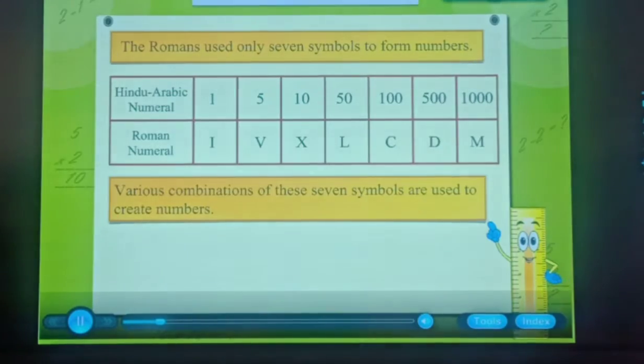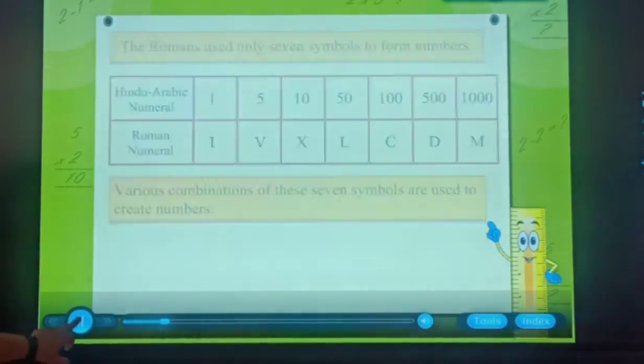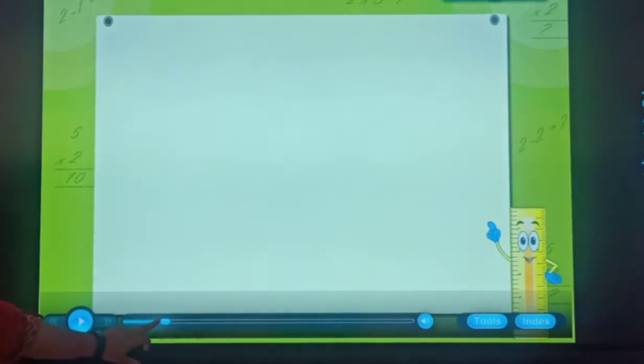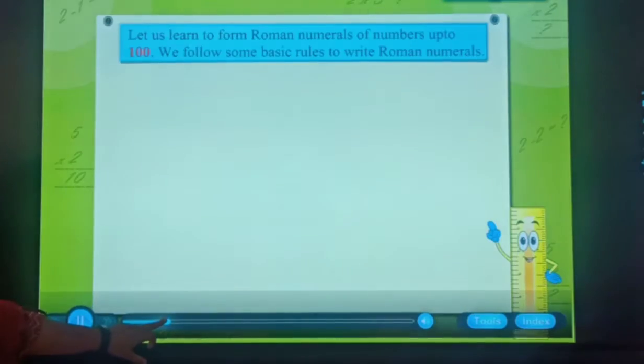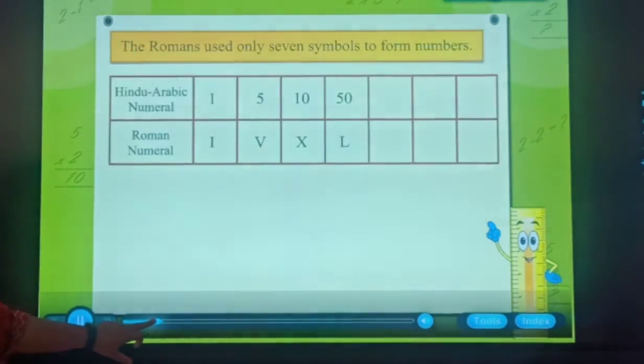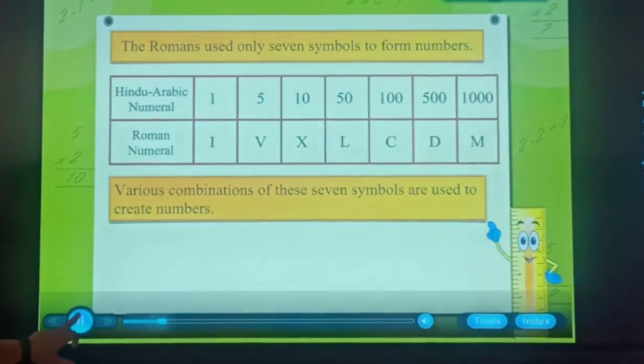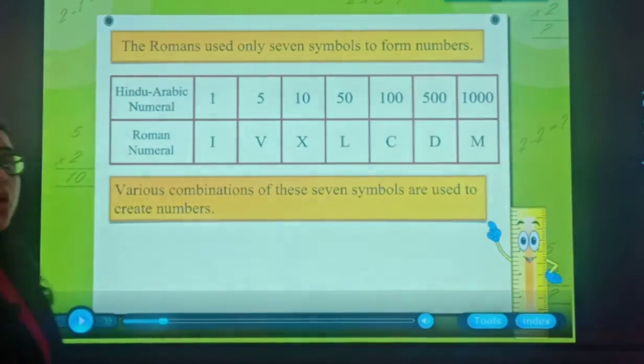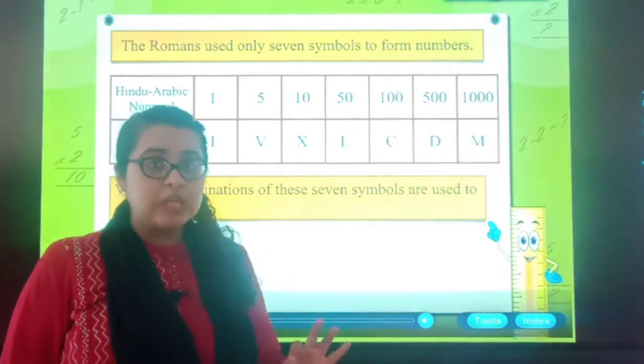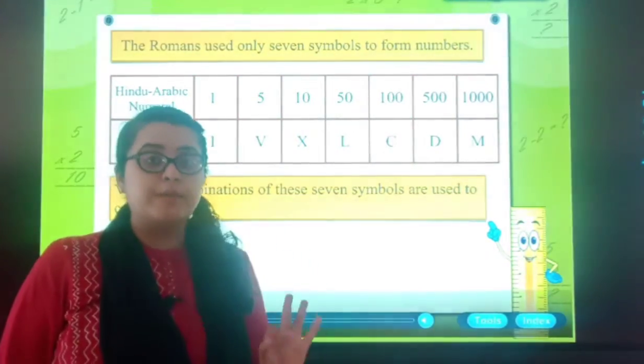Combinations of these 7 symbols are used to create numbers. See, only 7 symbols are used. Let us learn to form. Only 7 symbols are used to make numbers.